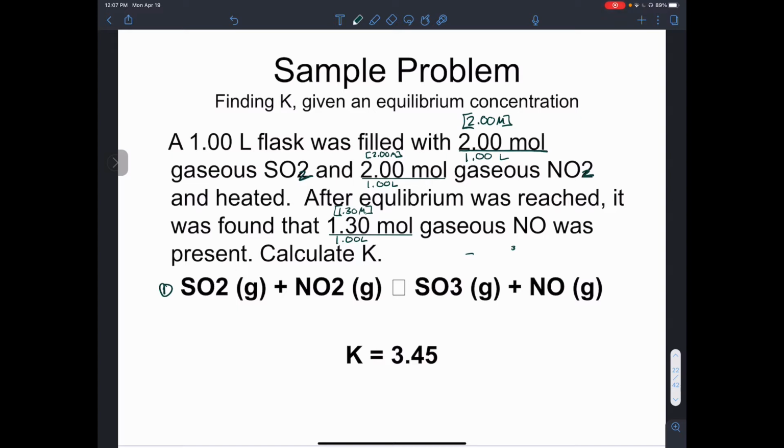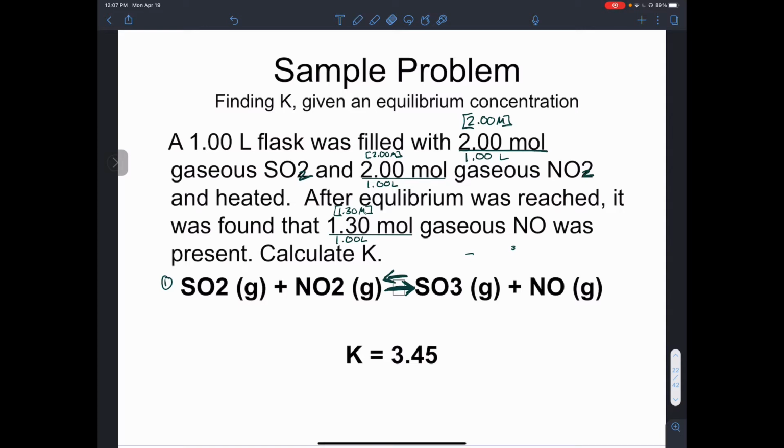Calculate K. And step 1 is to write the balanced equation. That's actually already been done for us here, so I'm just going to write a little 1 to remind us that it's already been done. Let's check and make sure this equation is balanced, shall we? 1 sulfur, 1 nitrogen, 4 oxygens, 4. So that is a 1 to 1 to 1 to 1 mole ratio. And of course, this little box is just an arrow, and you can draw it both ways or one way.